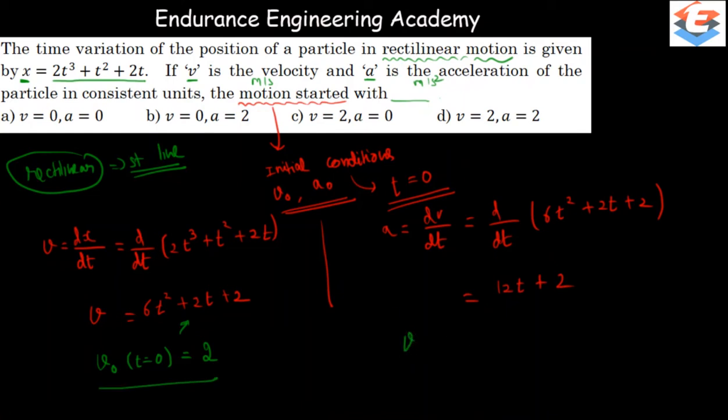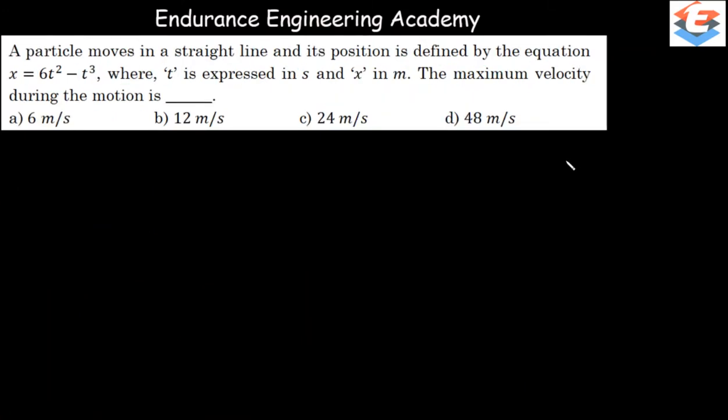And similarly we need to find out acceleration. How can I find out acceleration? Simple, a naught at t is equal to 0. Wherever time is there, you substitute 0, so this becomes 0. So 0 plus 2, which is 2 again. So the correct answer is both velocity and acceleration were 2, which is nothing but option D. Okay, so let us proceed to the next question.